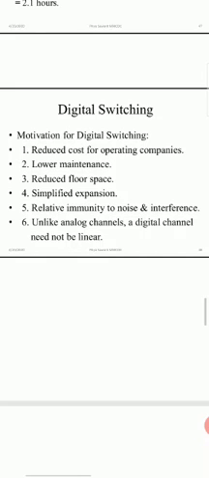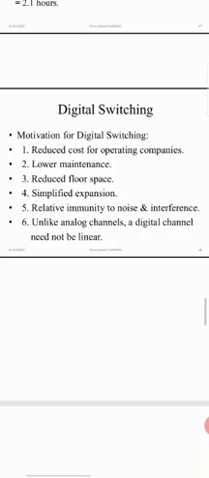Reduced floor space. As we all know, because of VLSI technology, a large number of gates can be manufactured over a very small space. So to incorporate any digital switch, we require a very small amount of space. Simplified expansion. Any gates or memory elements can be added or removed easily. So expansion is very simple in a digital switch.